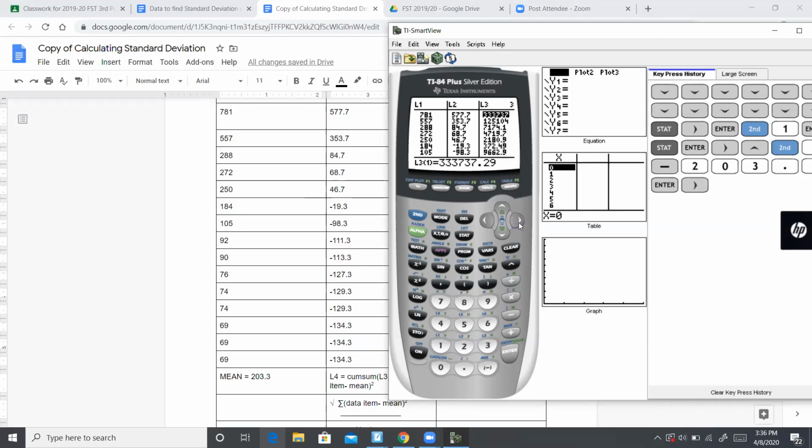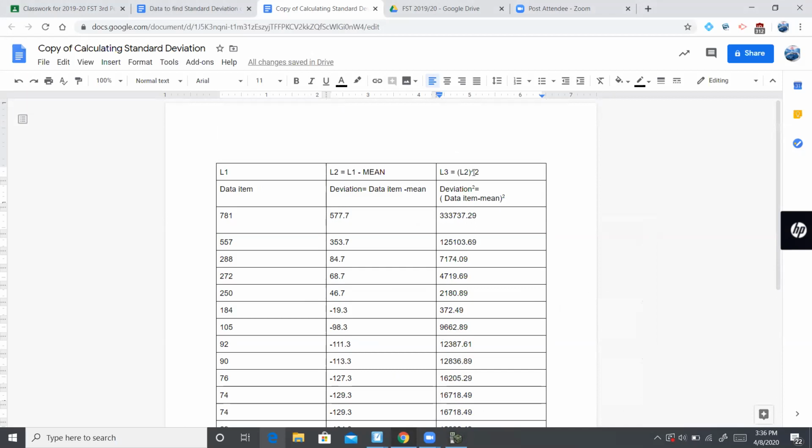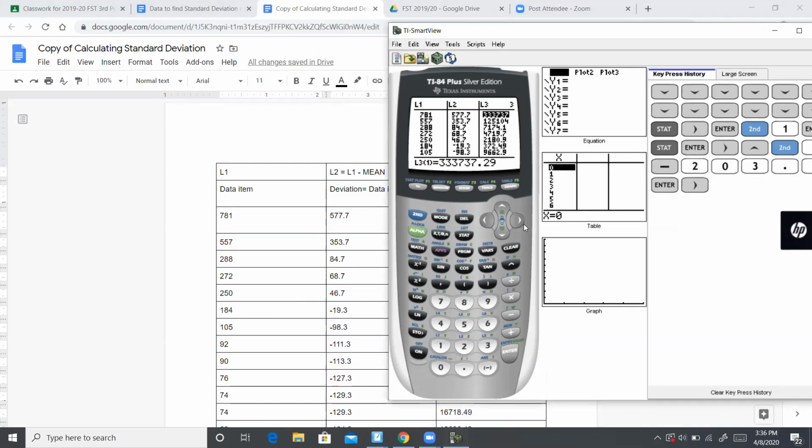Then we're going to go to L3. L3, if you take a look at it, is L2 squared. So we're going to take these numbers here, and we're going to square them. So in my calculator, I come over here, I highlight L3, I go second, x squared, here it is right here, and I press Enter, okay?